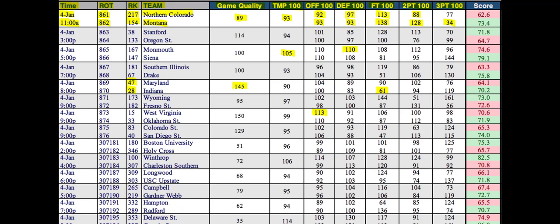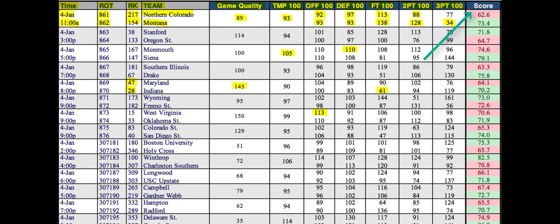And so if you're looking at a game like this and you're trying to handicap, you can say, okay, well, they don't get many of their points from 3. They get quite a bit of their points from the free throw line and from 2-point field goals. And you can use that information however you'd like in terms of your own handicapping.